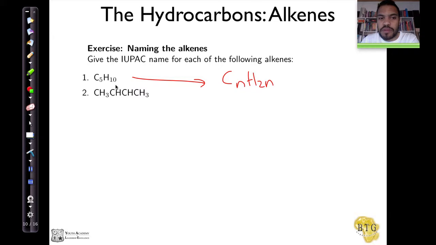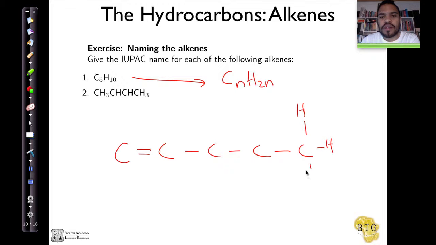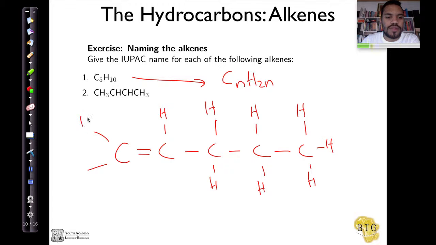Let's draw it out as well. Okay, and there's multiple possibilities. But I'm going to just put the double bond in the first position. 1, 2, 3, 4, and 5. There we go. Let's draw it out. Let's get some practice in there. Practice is always good. 1, 2, 3, and there's a 4th carbon over there. And 1, 2, 3, 4. Right, are we all clear?